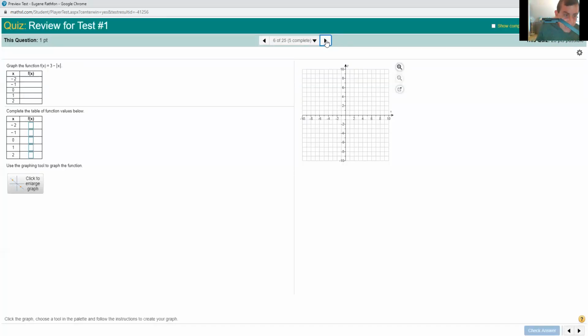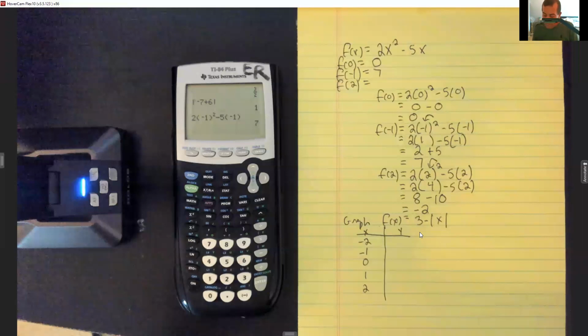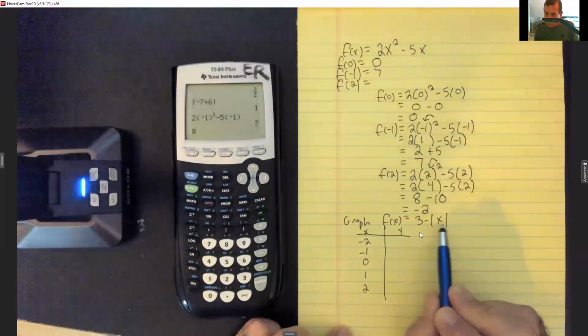All right, let's see. Graph f of x equals 3 minus absolute value of x. Now I'm going to set up my table they're giving me. They're giving me x is -2, -1, 0, 1, and 2. So they're sort of giving me the numbers on this one to work with. So let me go to the paper and work these out real quick, and then we'll come back and plot the lines.